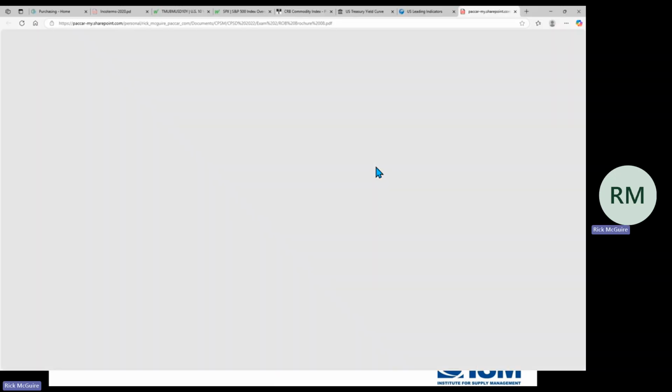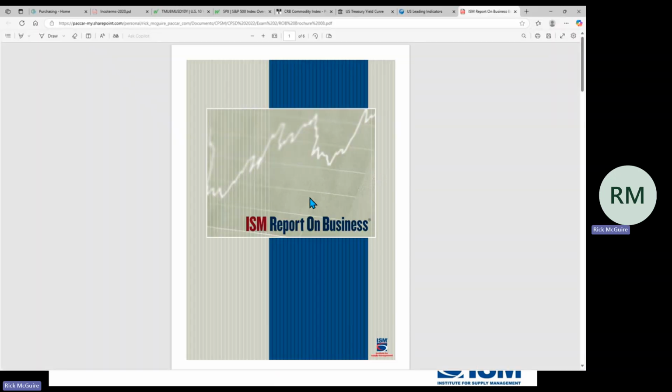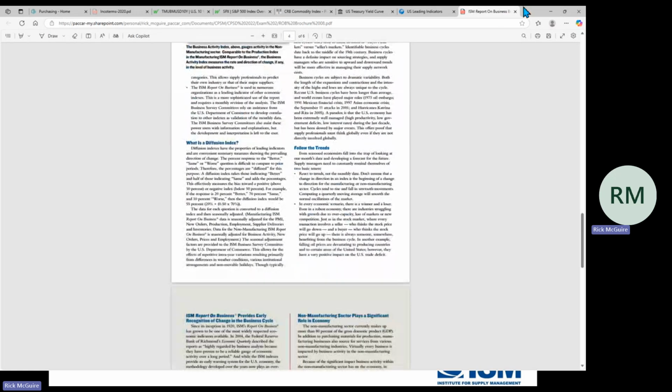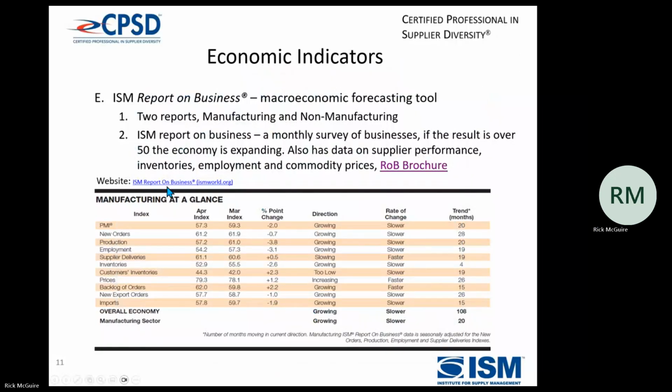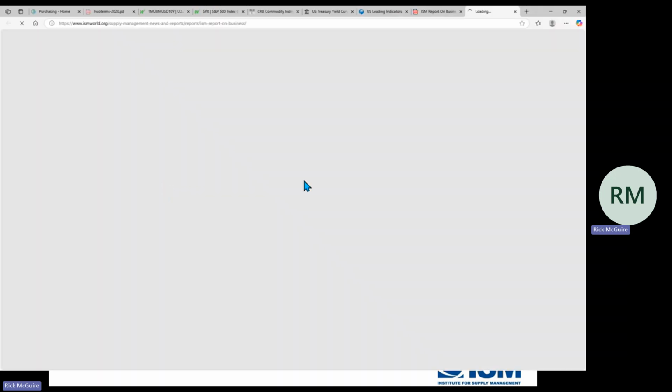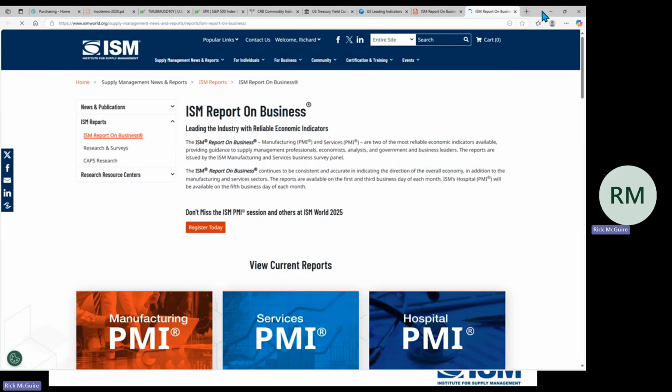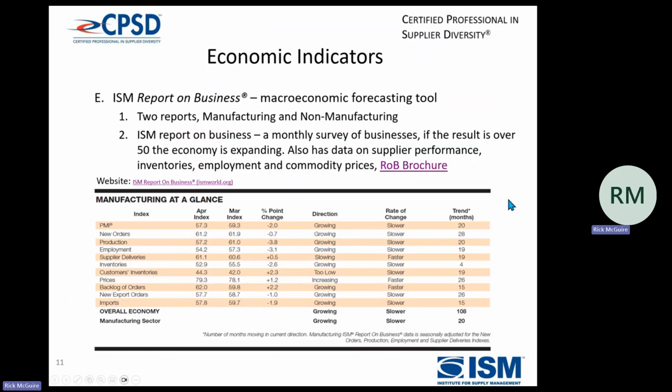I think this is the, oh yeah, here's the explanation of the value of the ROB and how it works. And then this is ISM.org to get the report itself. They have a hospital one now, but unless you're in that industry.